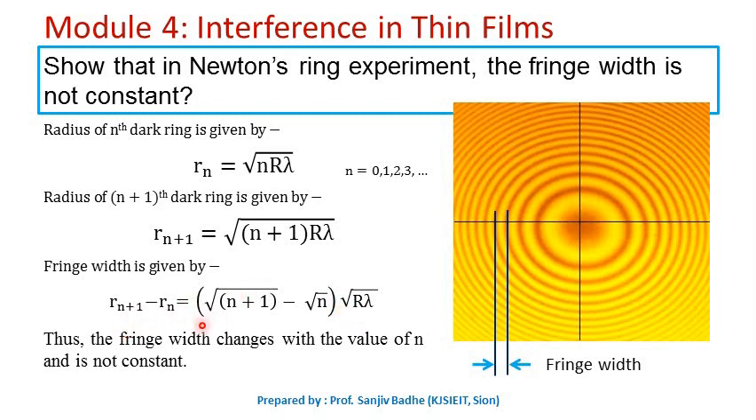So from this relation you can see the fringe width depends on the value of n. The fringe width will change with the value of n, and as n changes, fringe width will also change, and therefore fringe width is not constant. So in Newton's ring experiment, fringe width is not constant. It depends on the value of n. As we go away from the center, the fringe width reduces. Clearly in this interference pattern also you can see near the center the fringe width is more, and as we go away from the center, fringe width reduces.